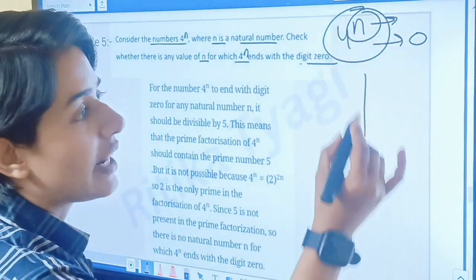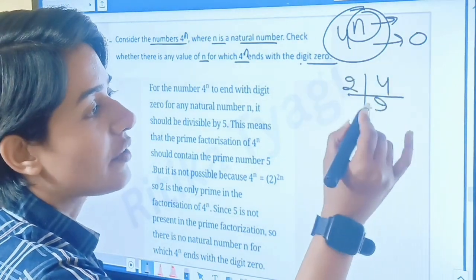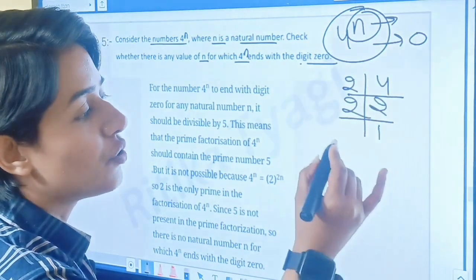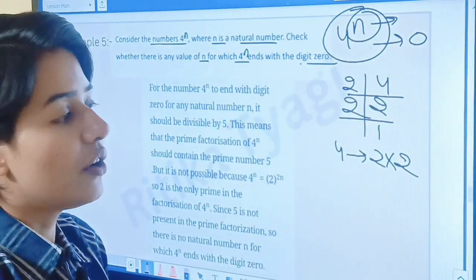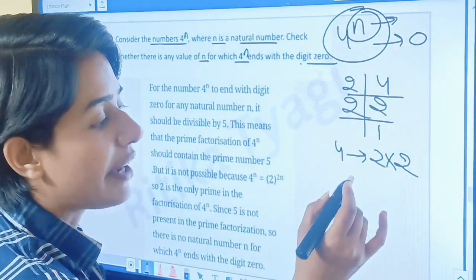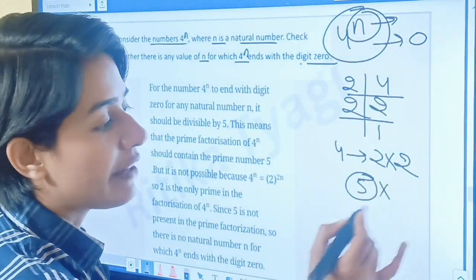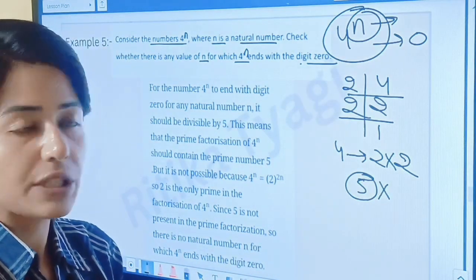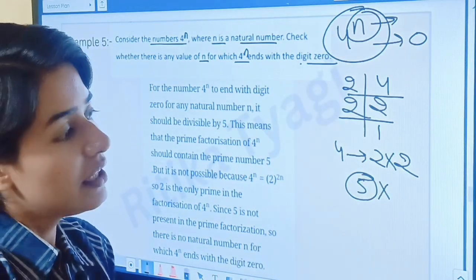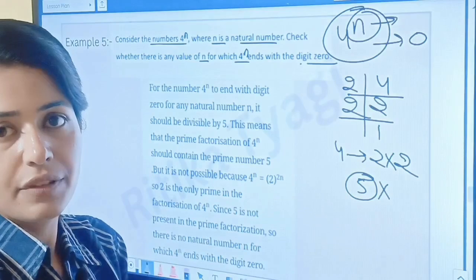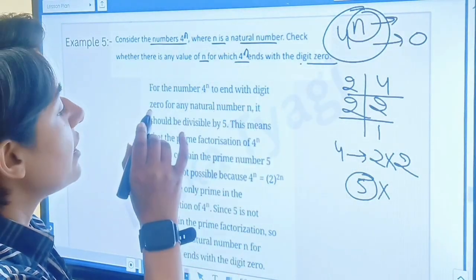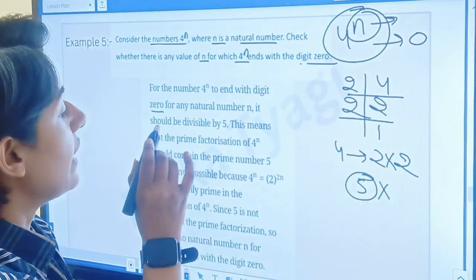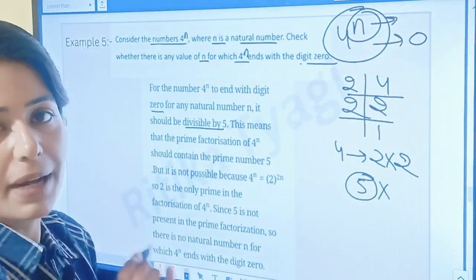So we have to factorize 4. On factorizing 4, we get 2 multiply 2. And for ending the digit with the 0, factors must have 5. So here 5 is not present, so it is not possible for any value of n that this digit ends with the 0. Here for the number 4 to the power n to end with the digit 0, for any natural number n, it should be divisible by 5.